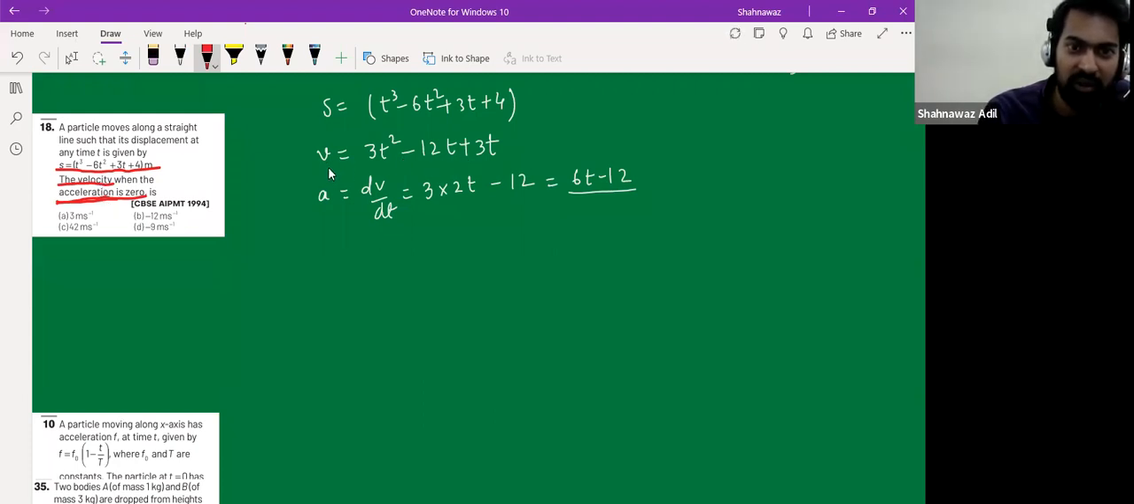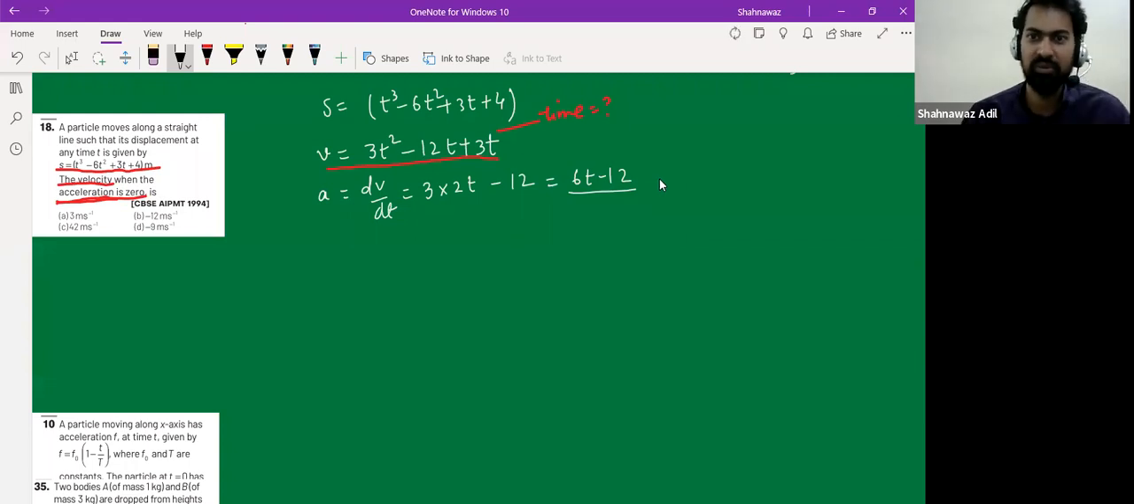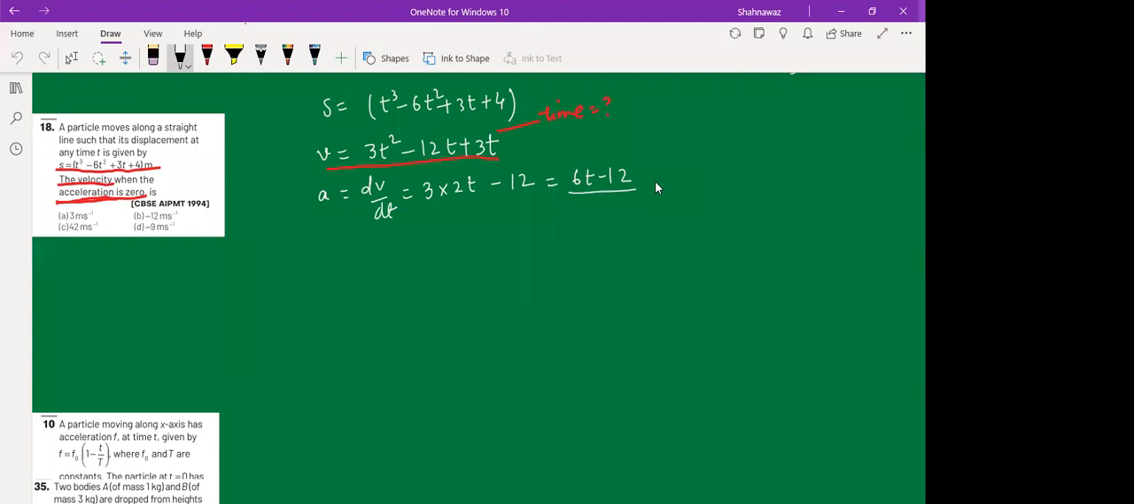So to calculate the velocity, we need what? The value of what? Value of time, na? Okay. Sure. Abhinav? Yeah. Can you repeat the last thing you said? Your voice broke in between.